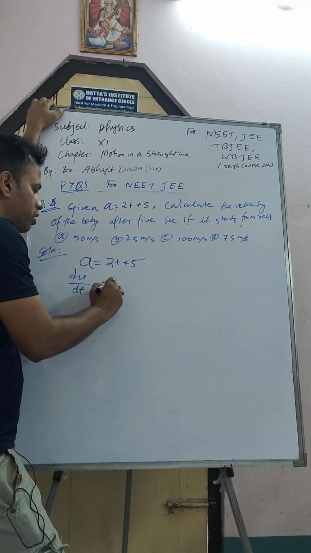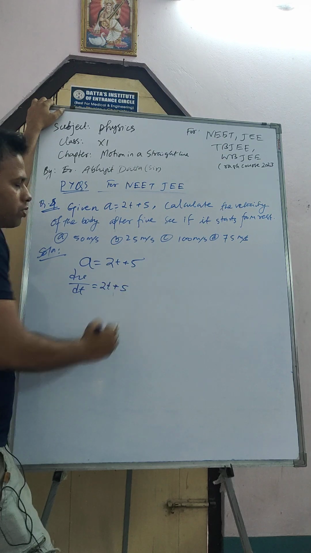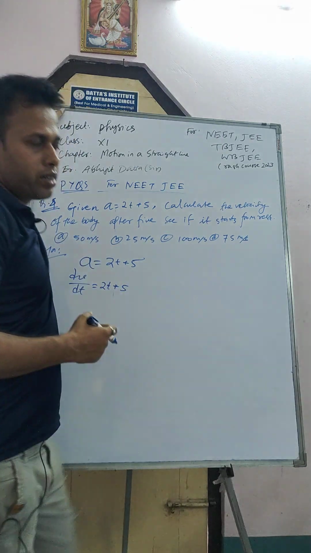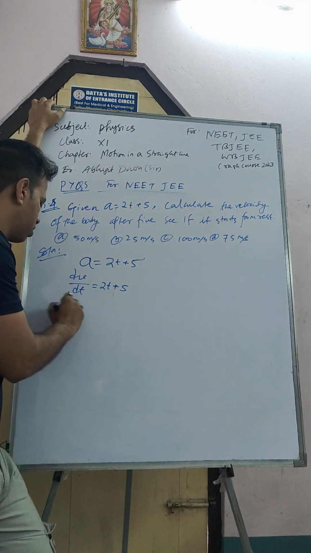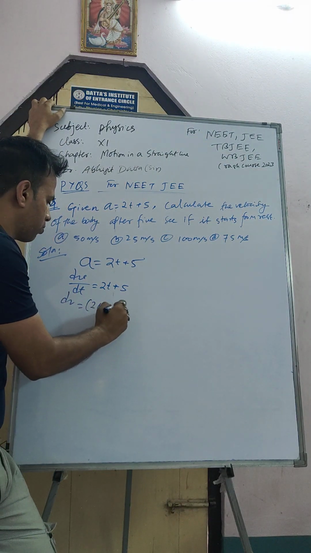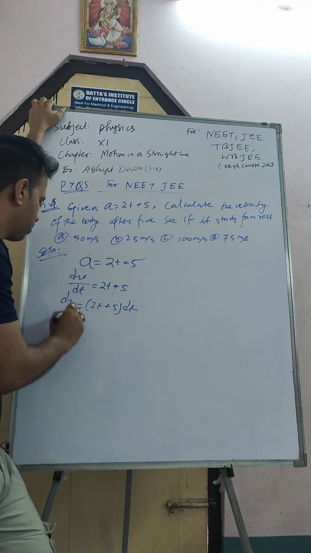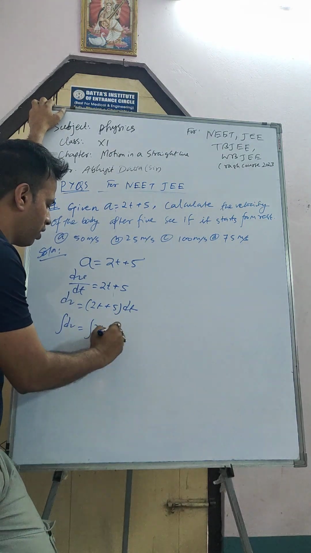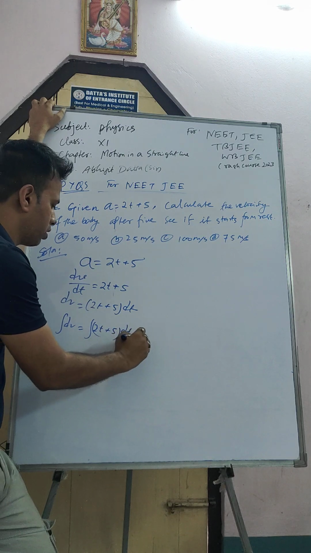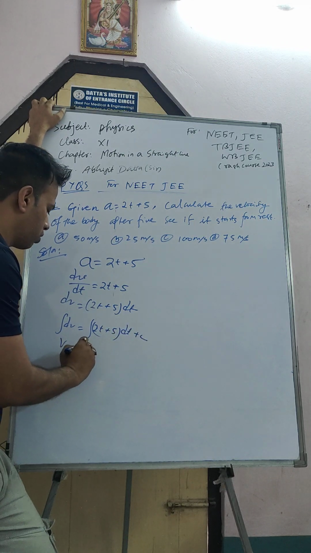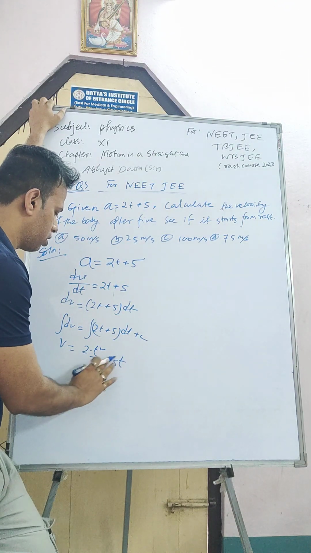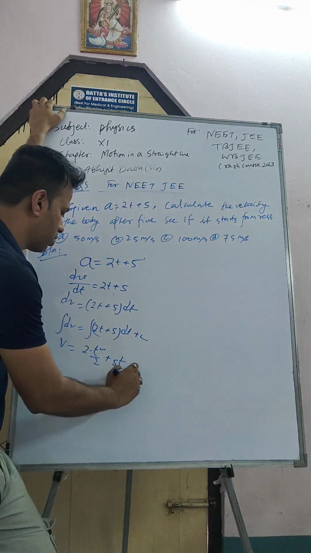Here we have to do integration, because when you have to find velocity from acceleration, you have to do the reverse case, that is integration. So dv equals (2t plus 5) dt. So take integration here, the integral of (2t plus 5) dt plus c. v here will be 2t square by 2 plus 5t plus c.